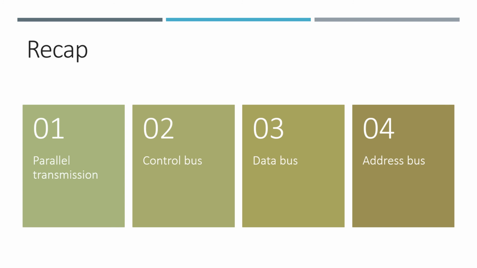So to recap, buses use parallel transmission. There are 3 types of bus: the control bus, the data bus and the address bus, and they're bundled together into a channel called the system bus that goes right through the processor.